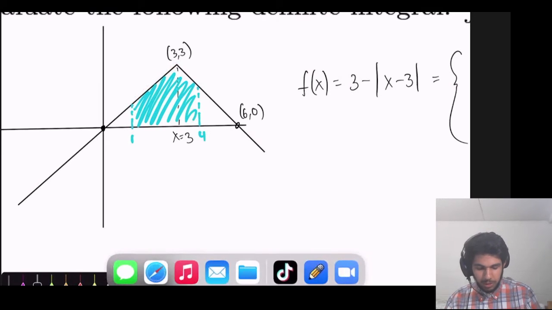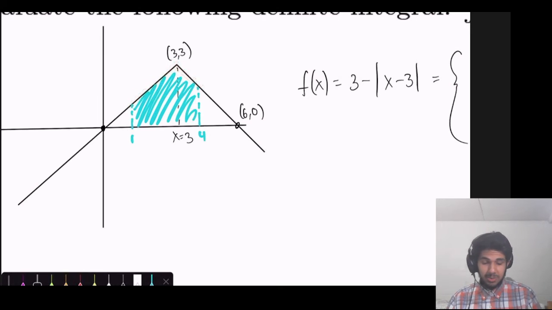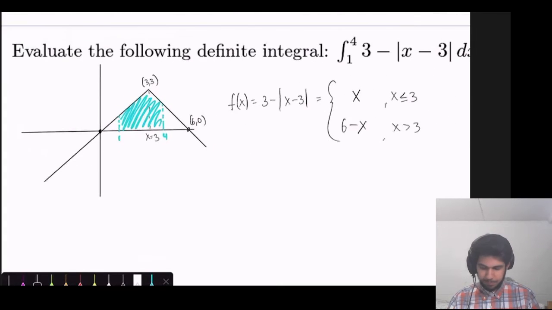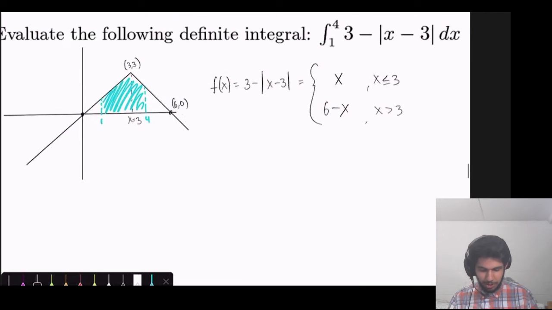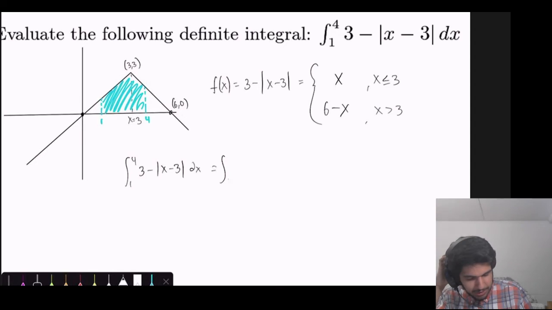So from 1 to 3, we're bounded by one line, but from 3 to 4 we switch which line we're bounded by. So we need that piecewise definition. All of that to say, we can write the integral from 1 to 4 of the function dx. We want to split it up at 3, so our first integral will go from 1 to 3, and then our second integral will go from 3 to 4.